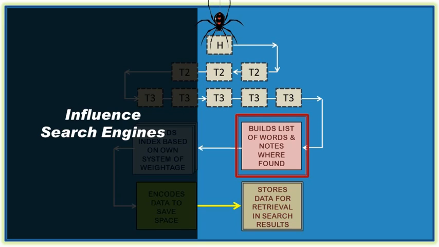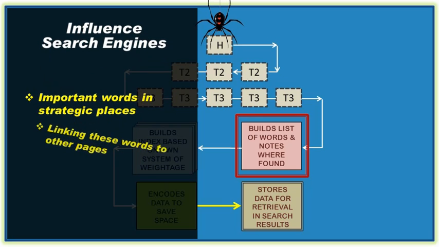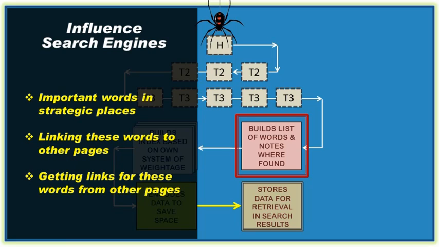You can do that mainly in three steps. 1. By placing the important words strategically in the page that convinces the search engine of their usefulness. 2. By linking those words to other pages. And 3. By getting links for those words from other pages.